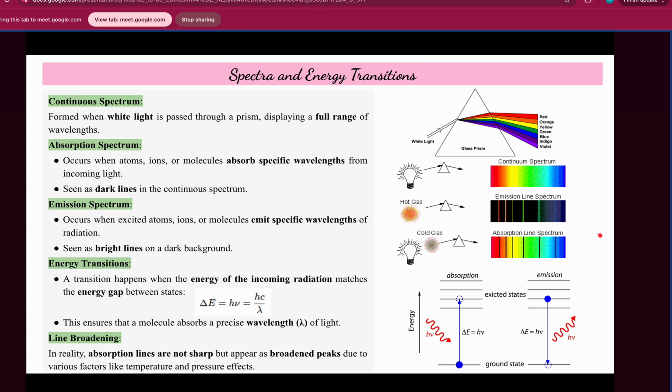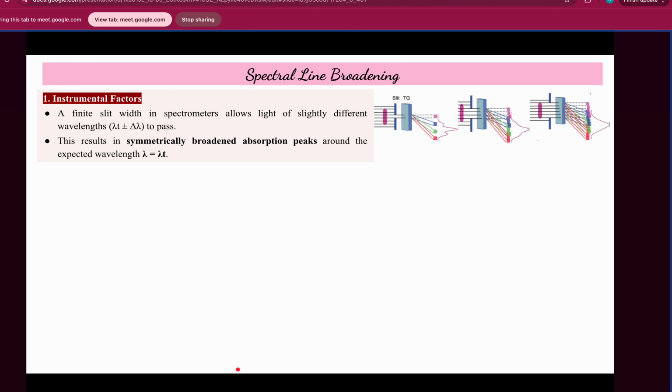Or in this spectra also, we should see a clear line, but this is not the case. In certain scenarios, you'll find that the absorption lines appear as a broadened peak. There could be multiple factors responsible for this broadened peak, such as temperature and pressure effects. So now we'll check what the different factors for this spectral line broadening are.